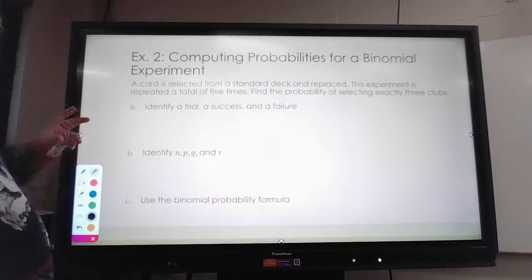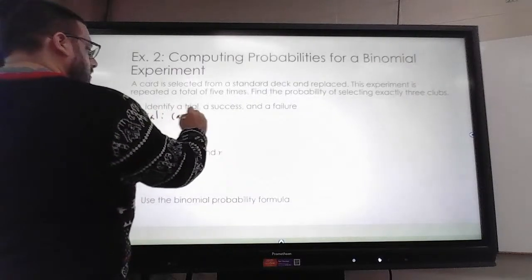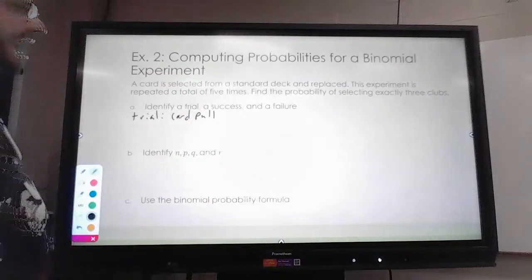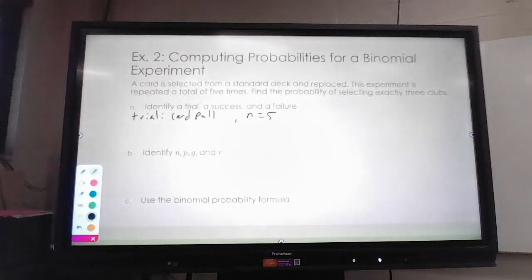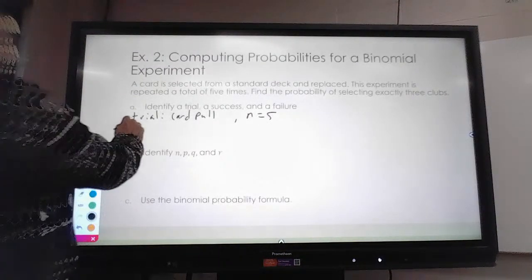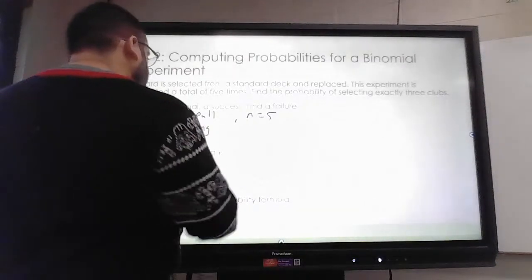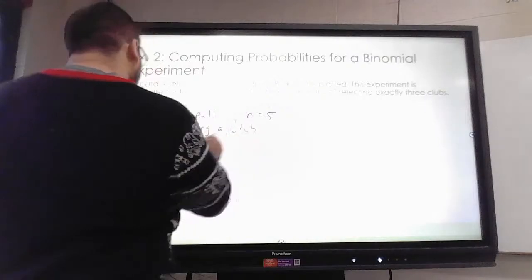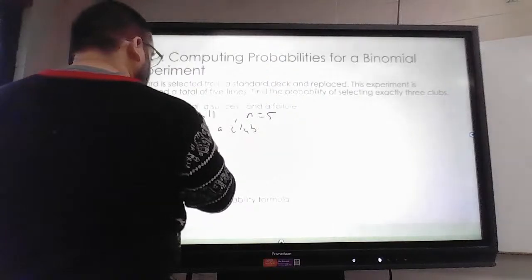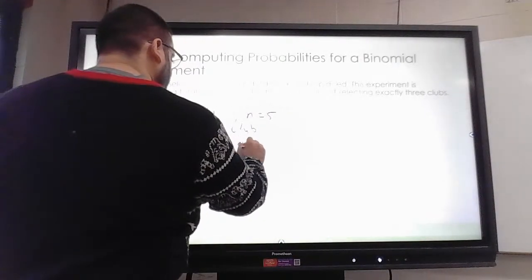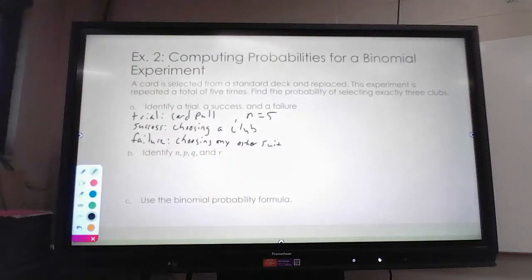So let's start with the first part. We're going to identify what each trial is. Well, what is a trial? Well, a trial is a card pull. How many trials do we have? We have 5 total card pulls. What is a success? Success is choosing a club. And failure is choosing anything else. Any other suit.